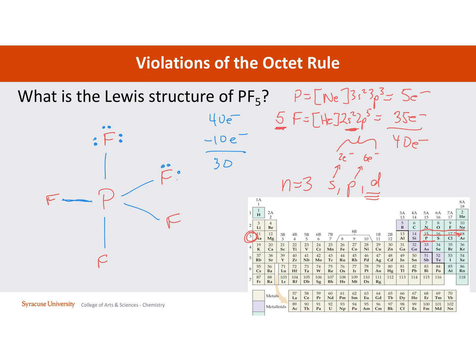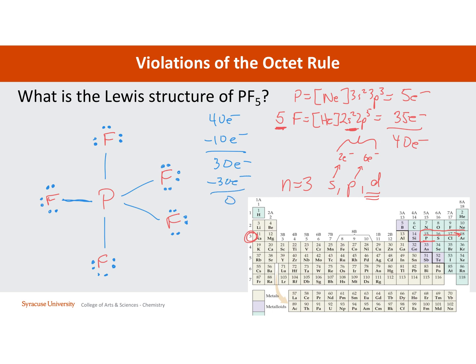6 more electrons here for 12. 6 more here is 18. 6 more here is 24. And then 6 more here would be 30. So I've assigned all 30 electrons that I have.